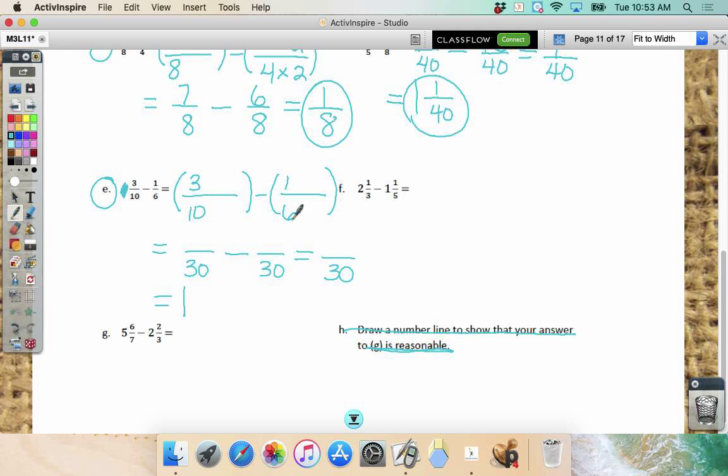Okay, do either one of these fractions stay the same? No, because neither one of them has 30 for the denominator. So 10 times what equals 30? 3. Okay. And 6 times what equals 30? 5.